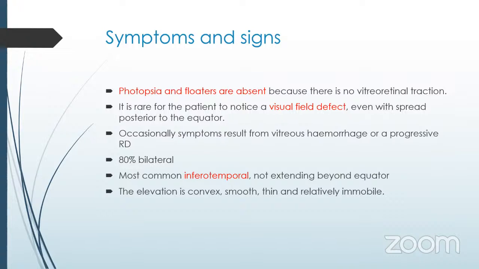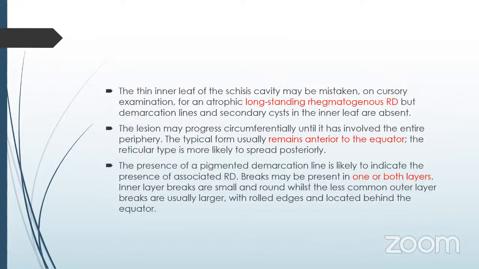The elevation is usually convex, smooth, thin, and relatively immobile. So how do we differentiate it from long-standing rhegmatogenous RDs? There is an absence of the demarcation line.